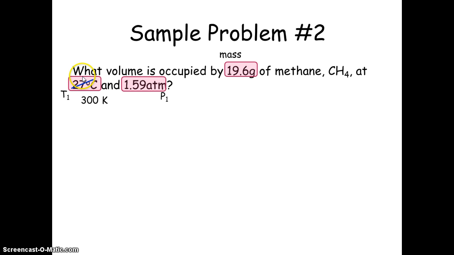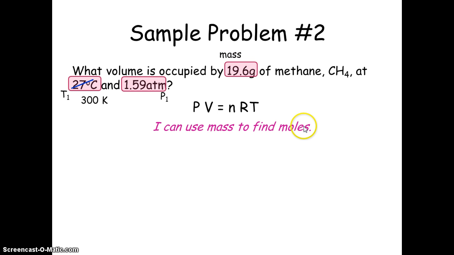So, to convert our temperature to Kelvin, we add 273. 27 plus 273 is equal to 300 Kelvin. So now our temperature is going to be 300 Kelvin. We've got PIVNERT, remembering this acronym the whole time. And the most important thing is even though we're given the mass, we can use this to find the number of moles. So our next step is to convert 19.6 grams of methane into moles.